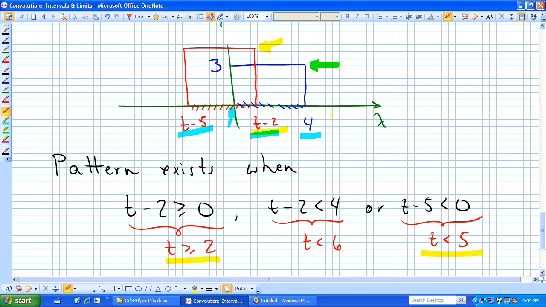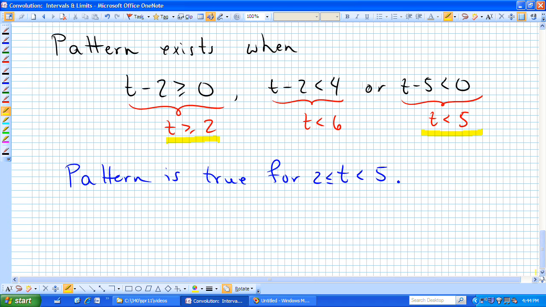when we have an overlap of red and blue crosshatches, that's going to actually be our interval of support, and that will define our limits of integration. So we found the interval over which this pattern is true. That's between 2 and 5.